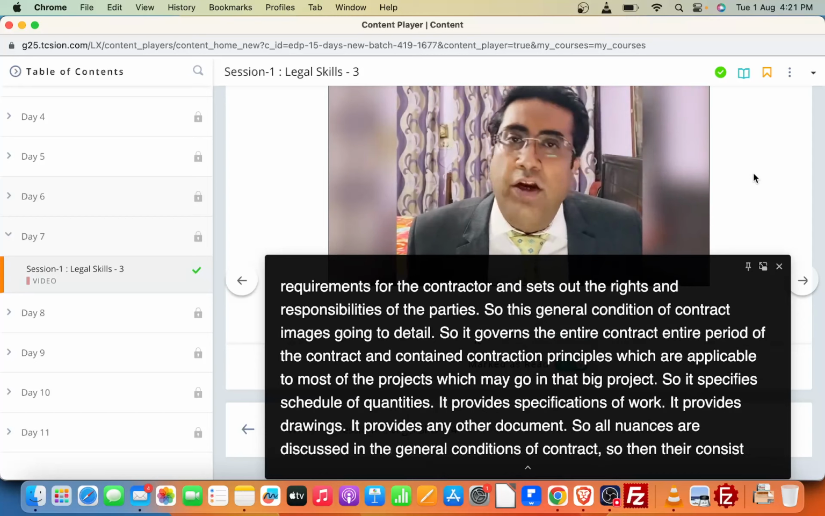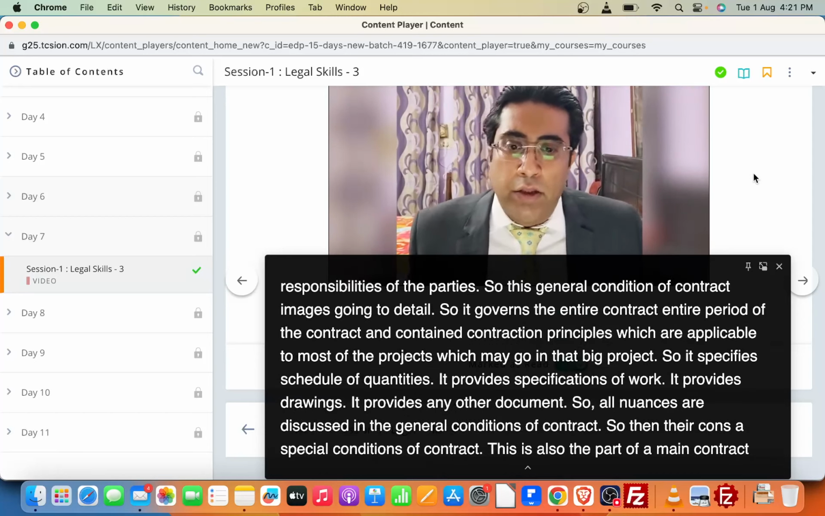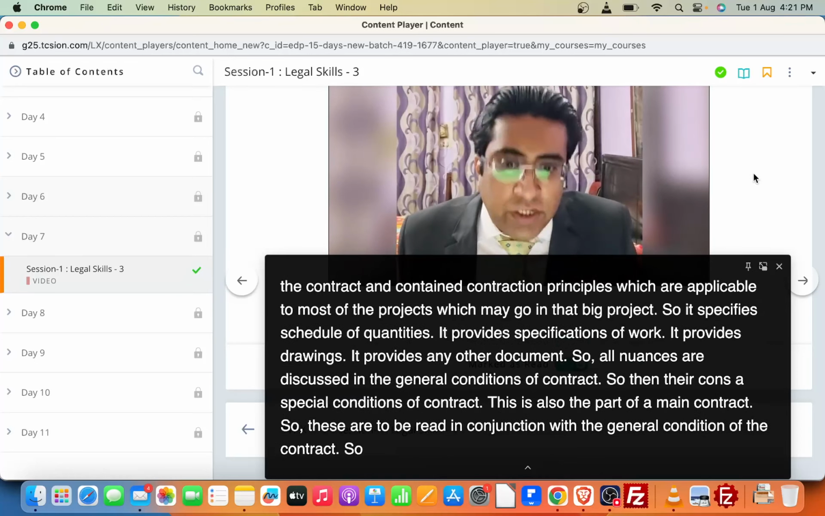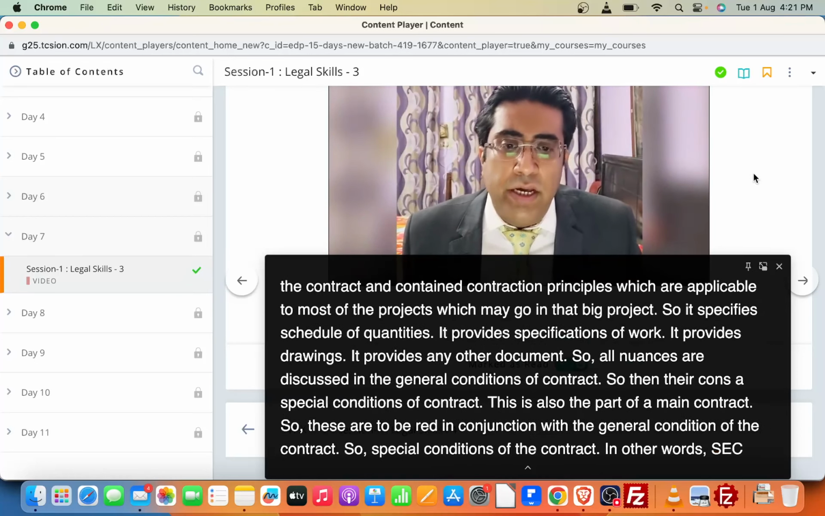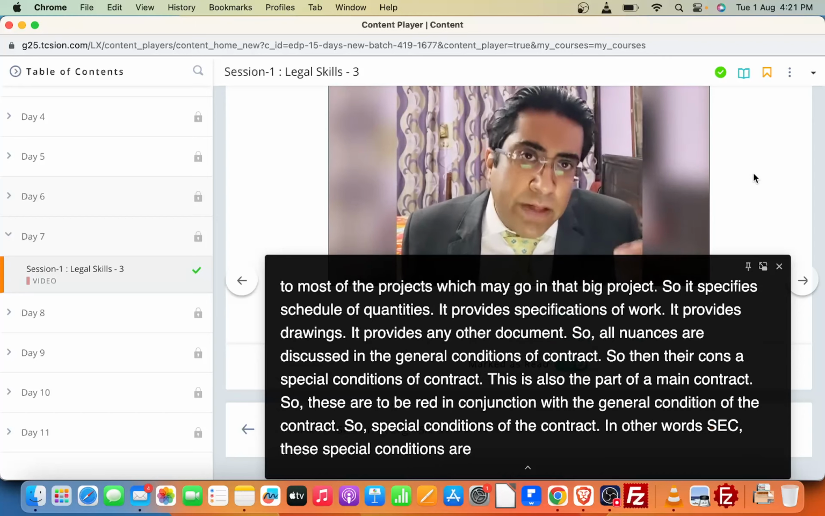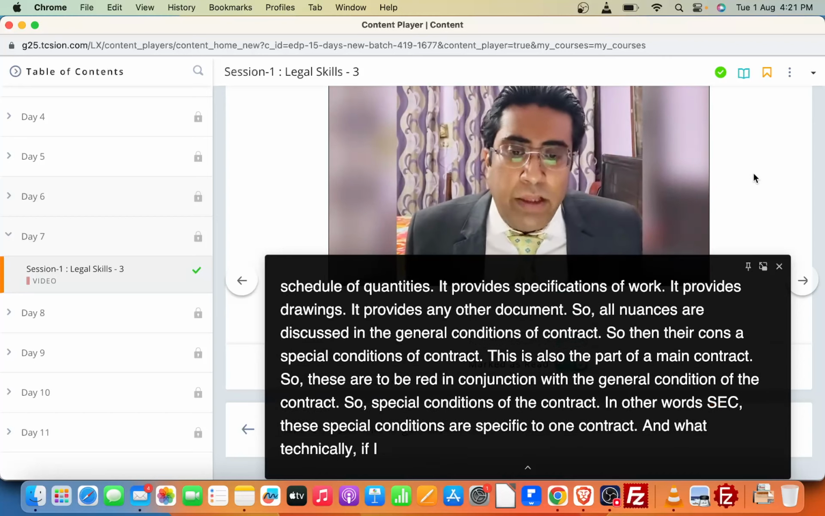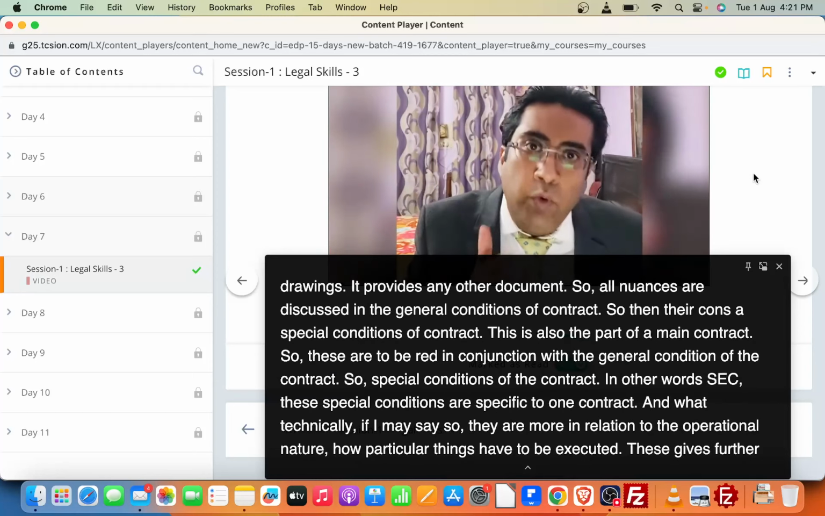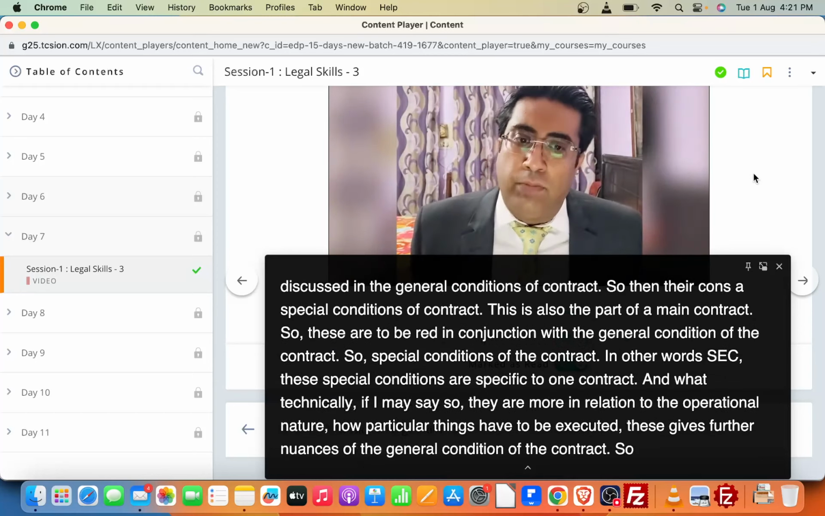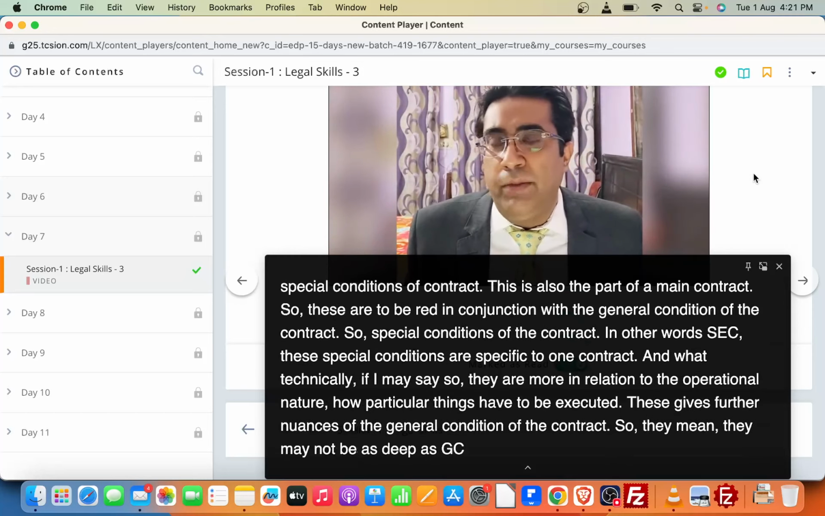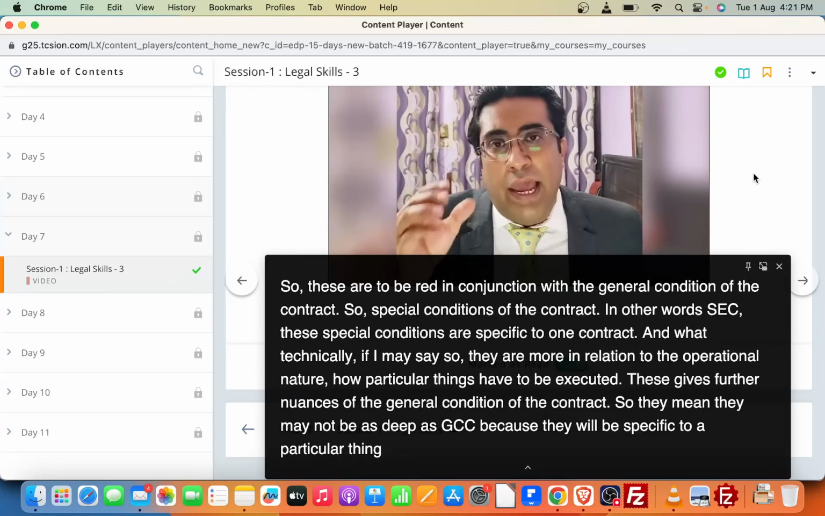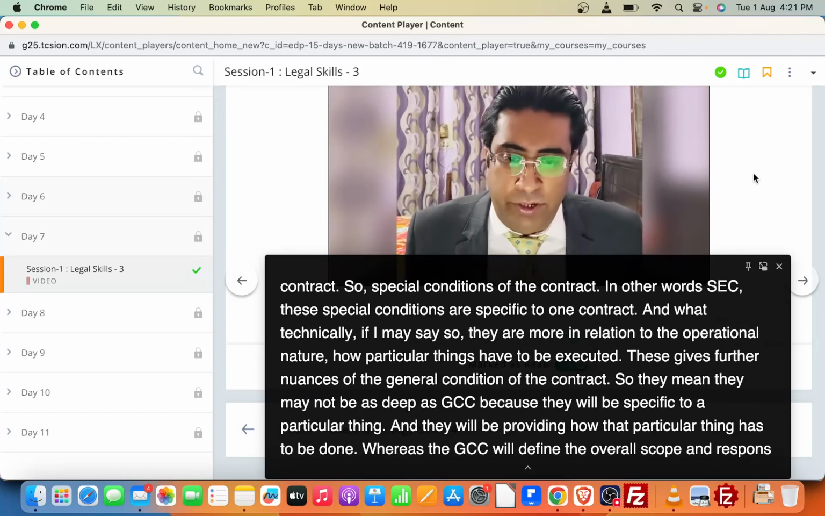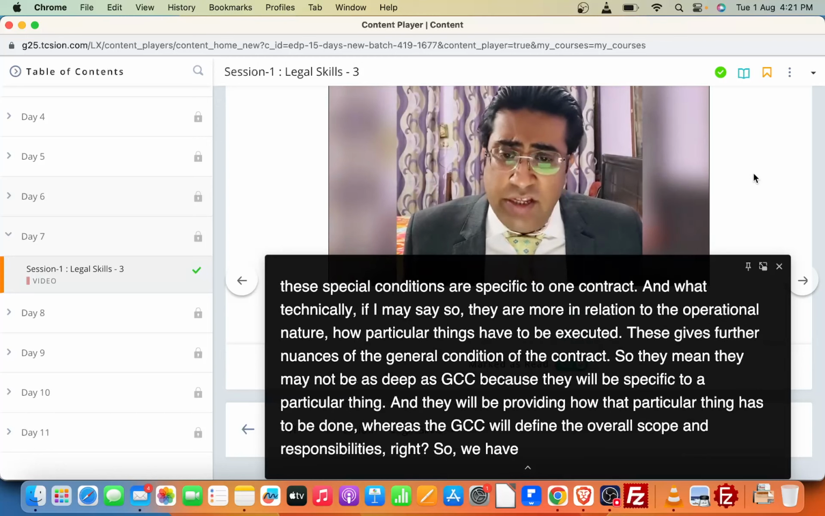Then there come the special conditions of contract. This is also part of the main contract. These are to be read in conjunction with the general conditions of the contract. Special conditions of the contract, in other words SCC, are specific to one contract, and more technically, they are operational in nature, how particular things have to be executed. This gives further nuances of the general conditions. They may not be as deep as GCC because they are specific to a particular thing and provide how that thing has to be done, whereas the GCC will define the overall scope and responsibilities, right? So we have discussed the tender.